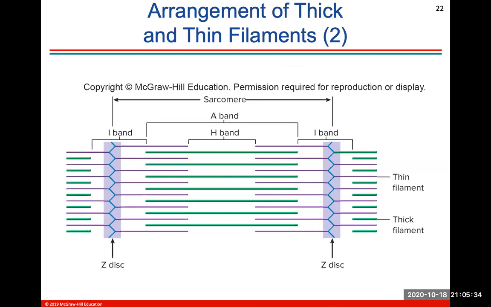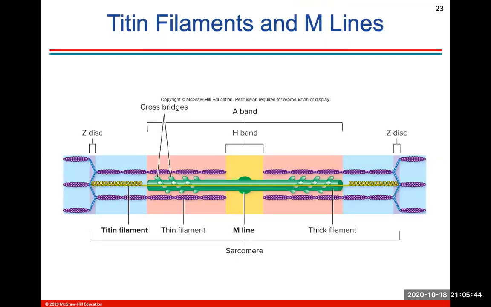And this is a great look. Again, pause the video, take a look at where these bands are located, and then go to that previous slide to learn what's involved in each of the bands. Titin filaments: a titin filament is a specific type of protein that anchors to the thick filaments and the M lines. The M line goes right down the thick filaments.